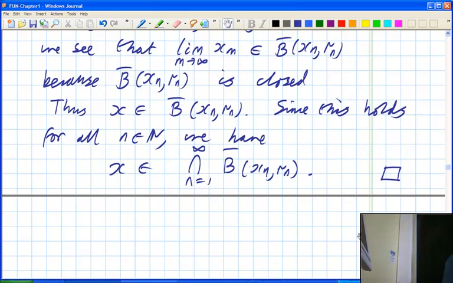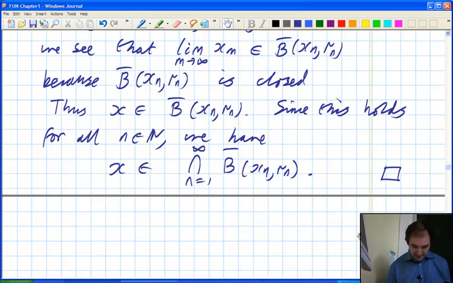Any questions about that proof with nested closed balls? People are happy with Cauchy sequences? The fact that they converge in complete metric spaces and so on? Okay, good. So that's the key lemma. With that lemma, we can prove the Baire category theorem easily enough.